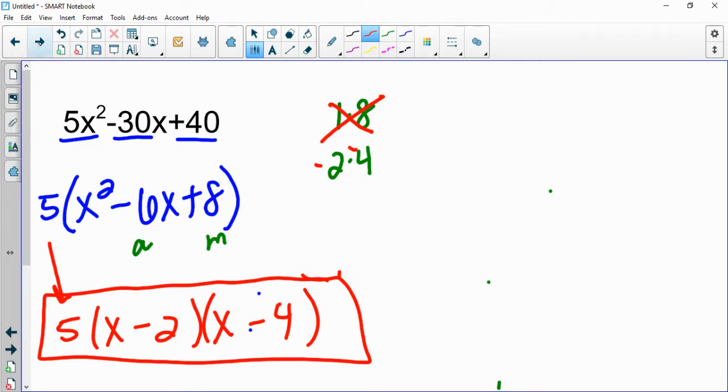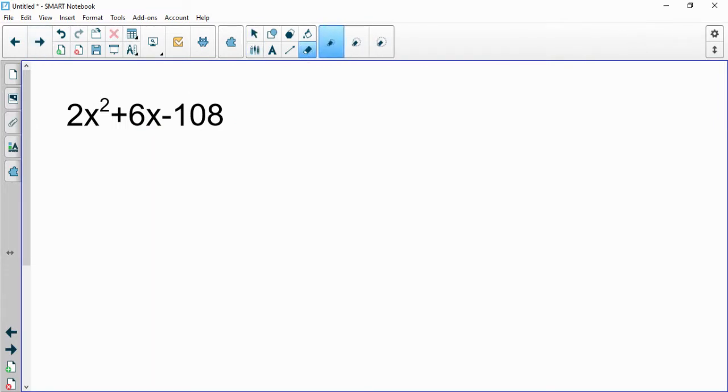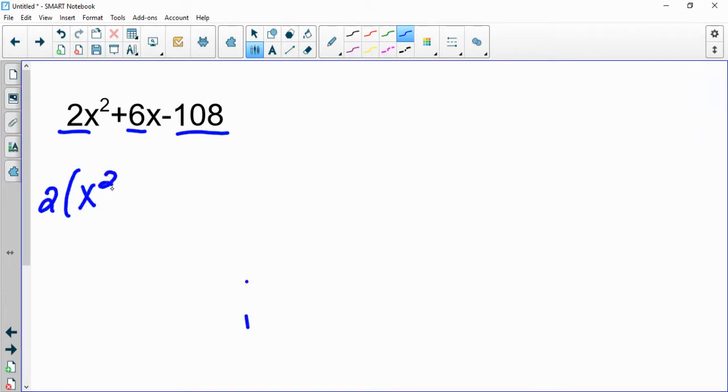So let's do another example. All right, here we go. We got another one. Okay. 2x squared plus 6x minus 108. Again, the number in front is a 2, and lucky for us, the other numbers are even as well, so we can take out a 2. That would leave us with x squared. 6 divided by 2 is 3, so this would be a plus 3x, and then minus 54.